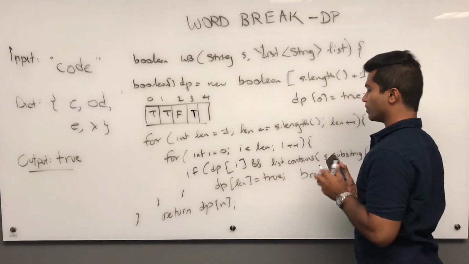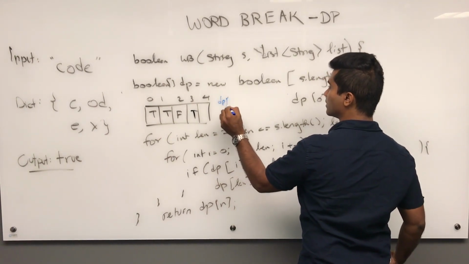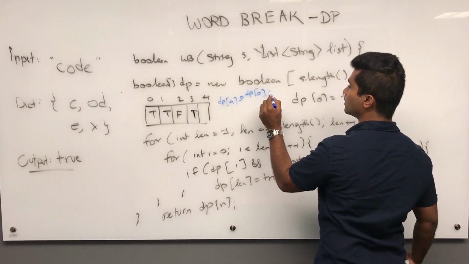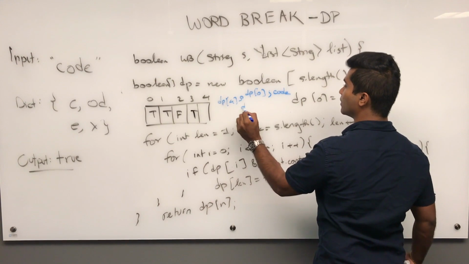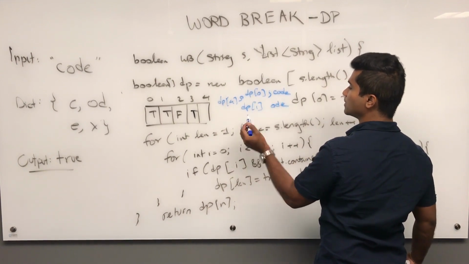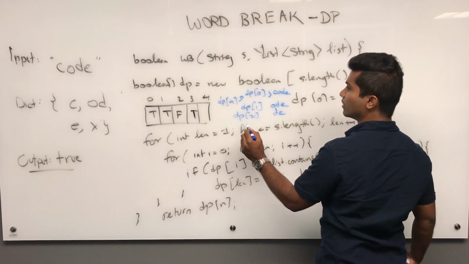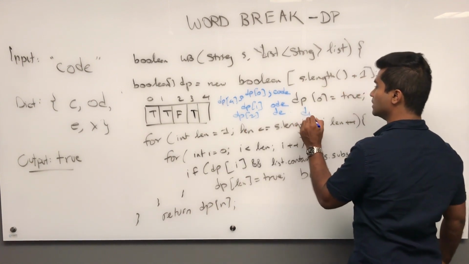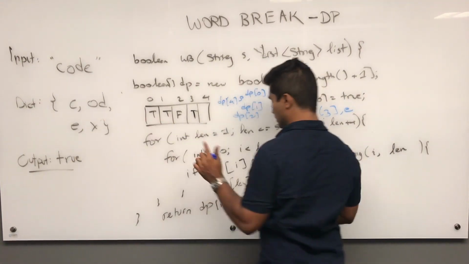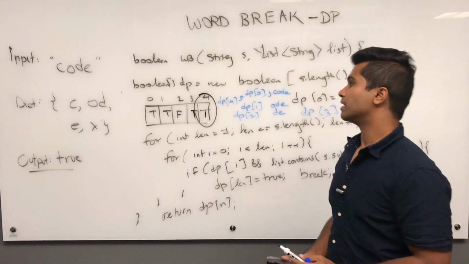Now, when we're back at dp of 4, let's see how we can get that. dp of 4 depends on dp of 0 and code. Code is not there. What about dp of 1 and ODE? It's not there. dp of 2 and DE is not there. What about dp of 3? dp of 3 and E. dp of 3 is true, and E is true. So this is going to be true, and that's how we know that the original input is going to be true.